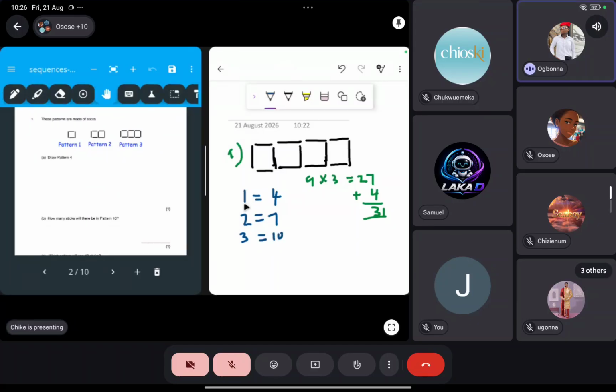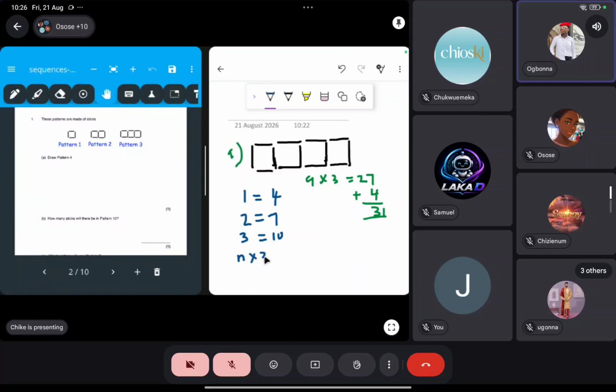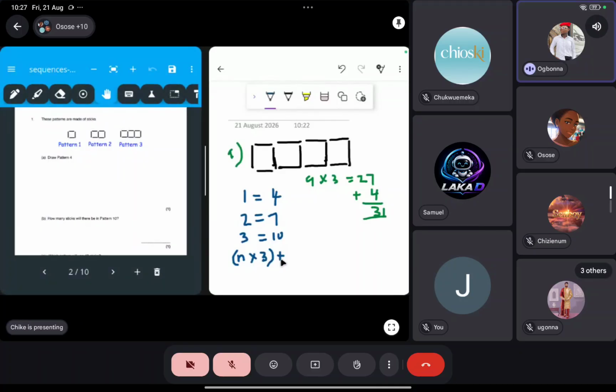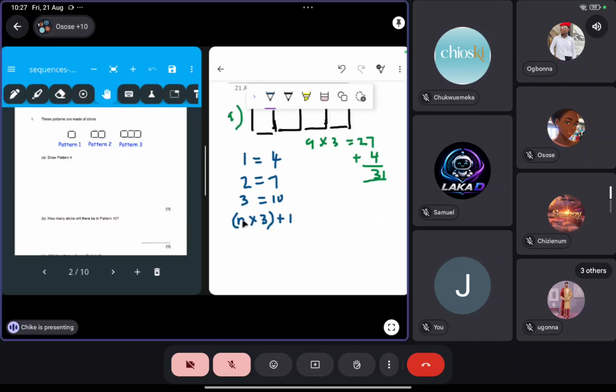To form the pattern, it is the number of the pattern times 3, then you add 1. Are you noticing that? Like here is pattern 1. It had 4, which is 1 times 3, then added 1. The next one is 2 times 3, then added 1. So for 10, it will be 10 times 3, 30, then you add 1, which is 31.